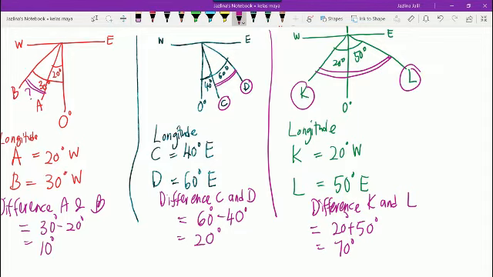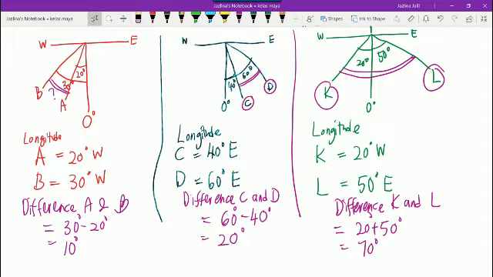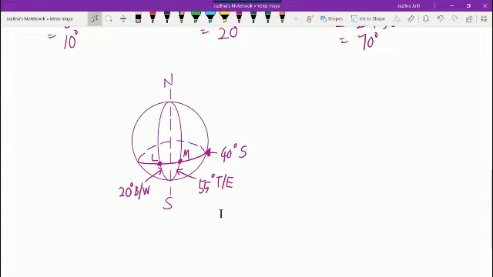Maybe you might remember, if it is same, you need to minus. If it is different, you need to plus. But I'm quite worried that you might get it wrong. So it's better you just catch like this. Nobody will scold you. Just catch and remember how to find the difference between the two longitudes. Okay, this is one example.